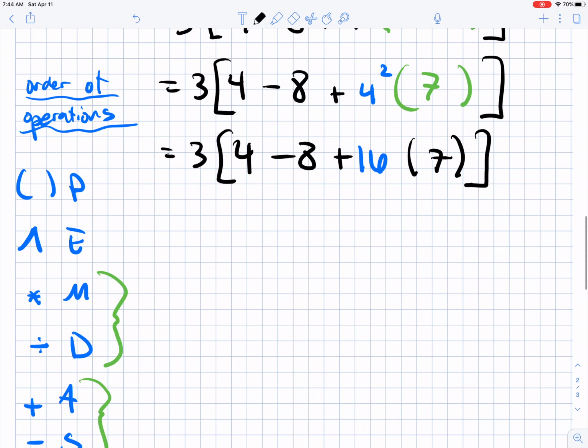So still working with the innermost set of parentheses, we have 4 minus 8 plus 16 times 7. So this is one way to do multiplication. With this, we would give priority to multiplication over addition. So 16 times 7 is 112. I think that's 112.